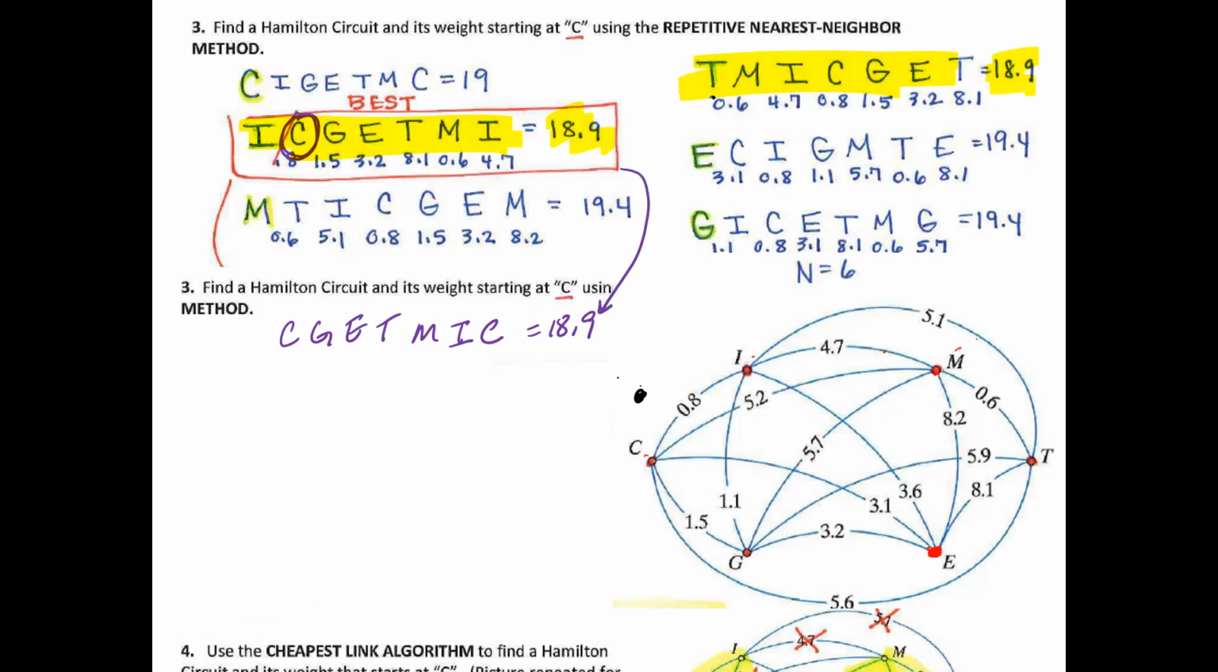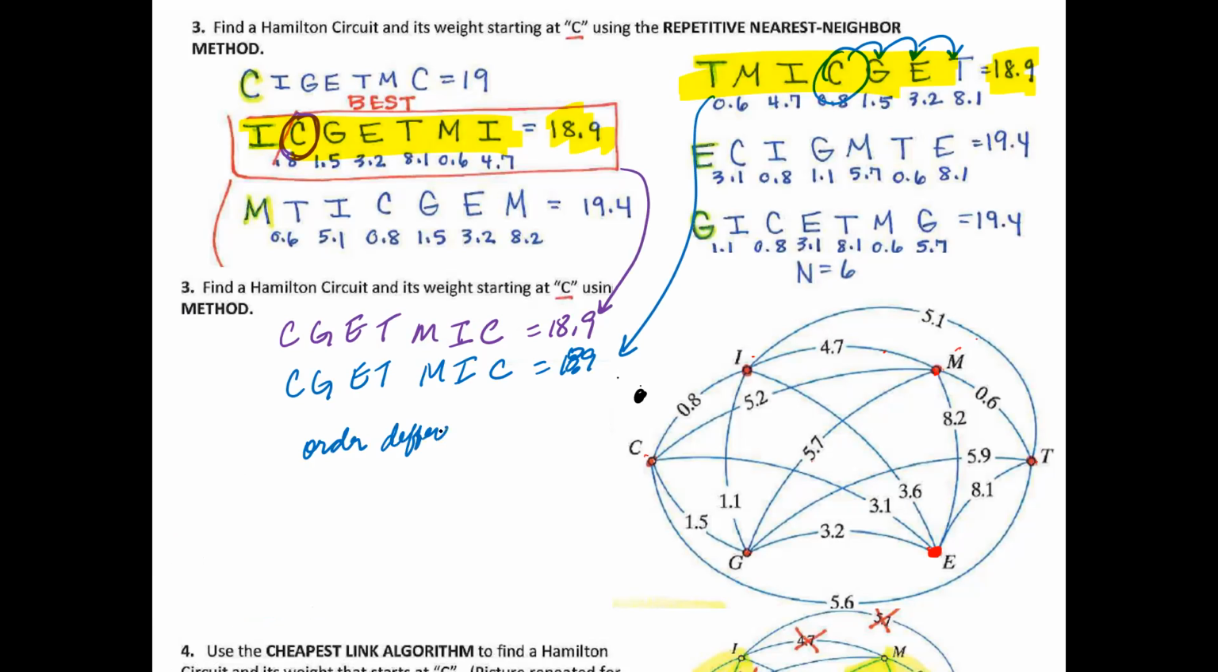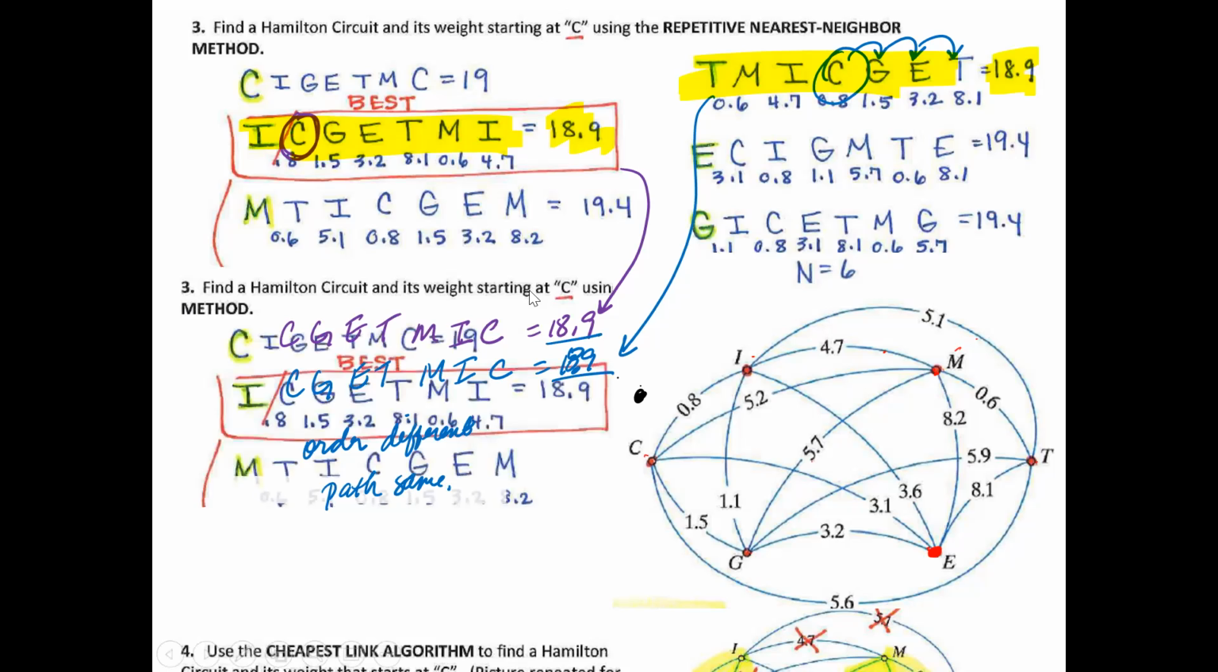I can do the same thing over here with this one. If I start at C, it's going to be C, G, because C goes to G, G goes to E, E goes to T, M, I, C. So do you see the pattern here? Although the order is different, the path is going to be exactly the same, and therefore they both result in 18.9.